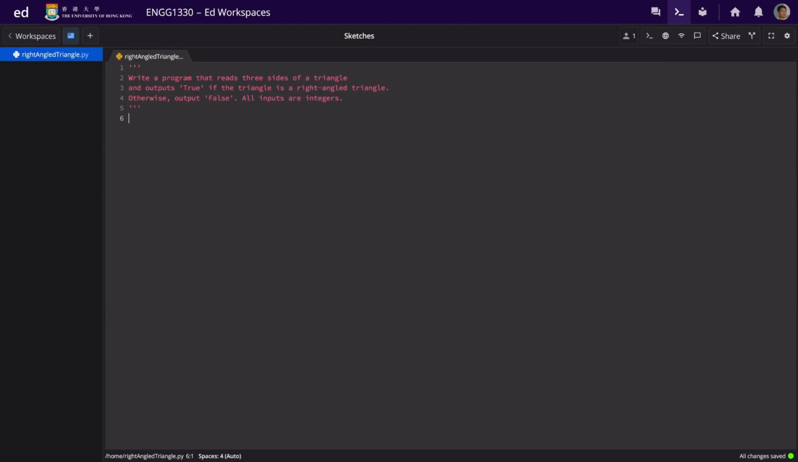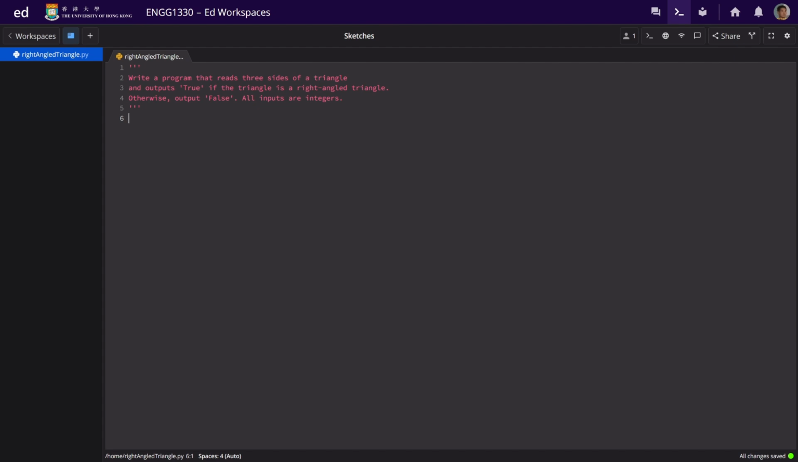Alright, let's take a look at this problem. See the requirements. We need to read three sides of a triangle, and if the triangle is right-angled, we output true, so we can just use print true, and otherwise, if it's not a right-angled triangle, we output false. We are given that all inputs are integers, and of course they are valid sides of a triangle, so no need to worry about the given numbers being negative or something.